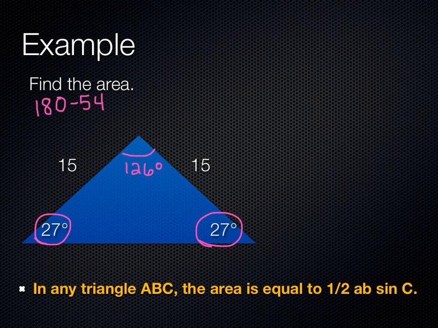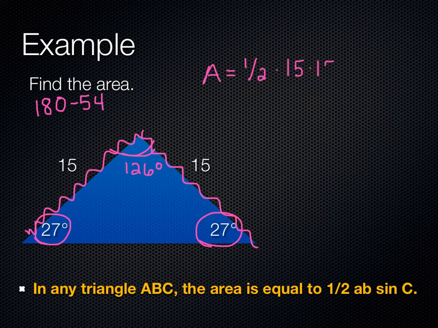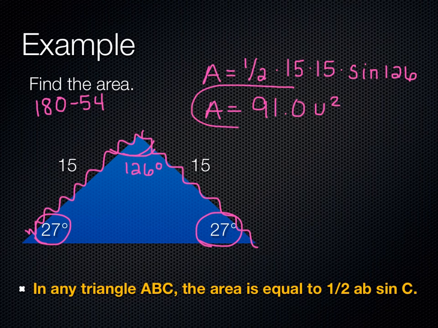And now I can do my side, angle, side. Those 27s, I really just needed to be able to find that angle up at the top. So when I go to find area, I would do 1/2 times 15 times 15 times sine of that 126. Type that straight into my calculator, and it comes out to about 91.0, and that would be square units. So, SAS area formula, not too bad.